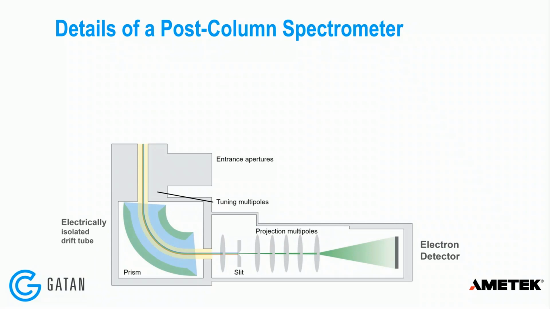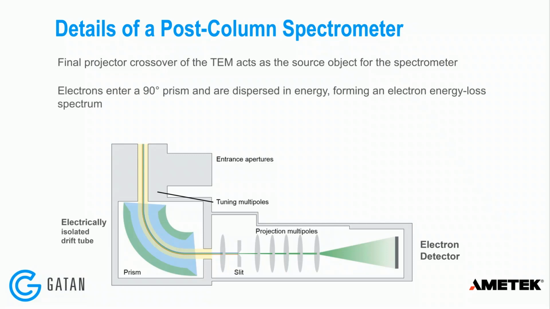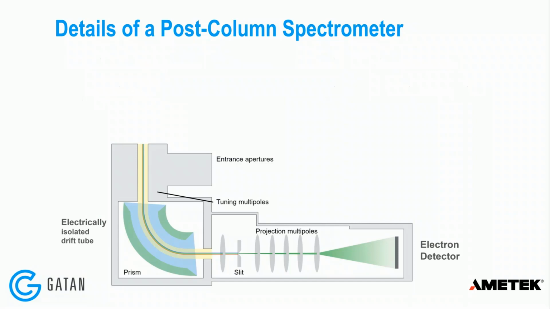So, details of a post-column spectrometer. The final projector crossover of the TEM acts as the source object for the spectrometer. The core part of the spectrometer is a 90-degree prism. Electrons enter the 90-degree prism and are dispersed in energy loss. This is how we form the energy loss spectrum.